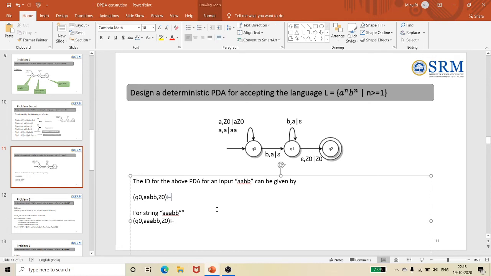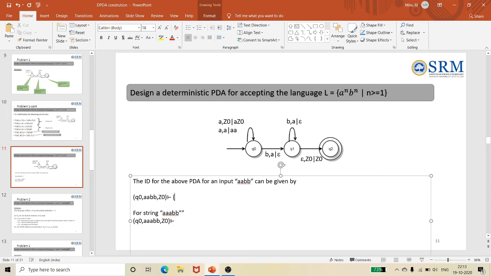Only with this you need to write the ID. You should not put simply an arrow mark, dot or dash, because with respect to the subject, notation is very much important. So let me take, in the Q0 state, AABB in Z0.